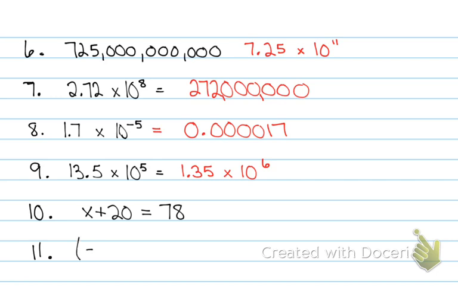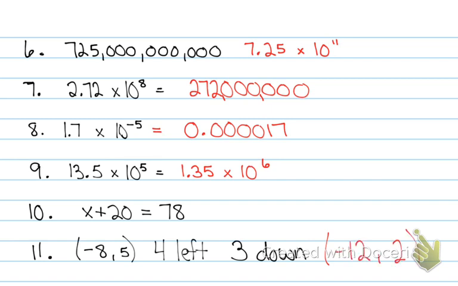Now, on number 11, we're going to translate the point 4 units left and 3 units down. All right, did anybody get that? Raise your hand. Did anybody get that answer? Any brave people want to volunteer? Zach, what did you get? Negative 12 and 2. Yes, negative 12 and 2. All right, any questions there?